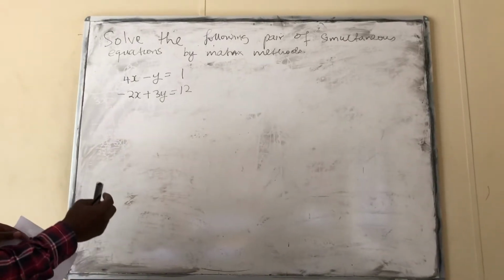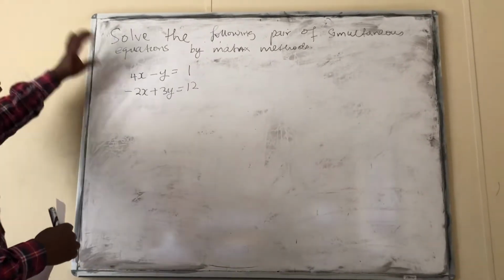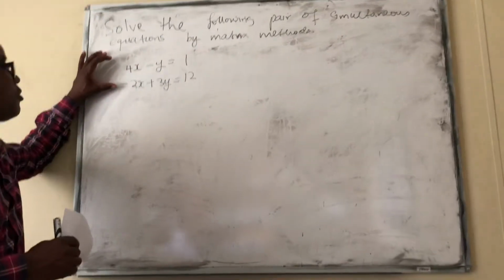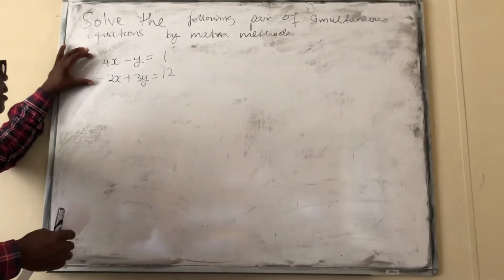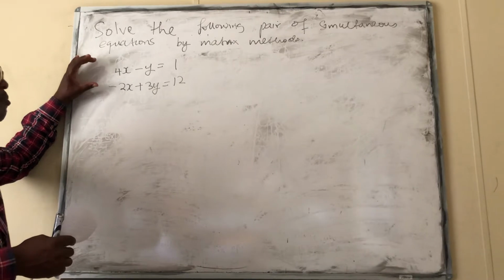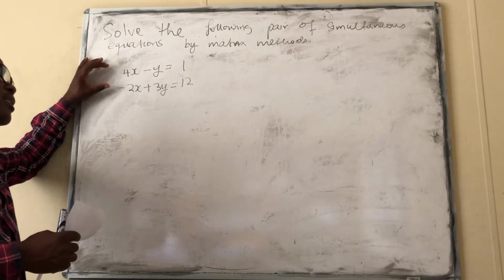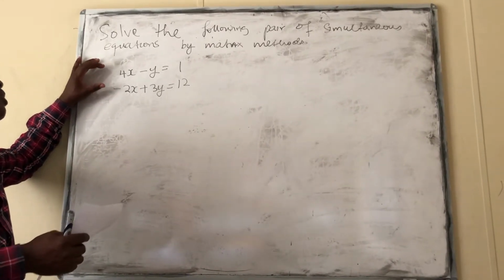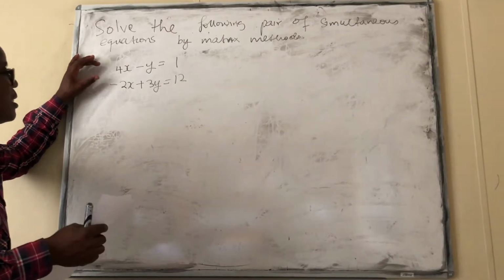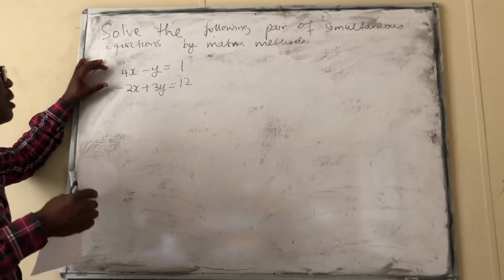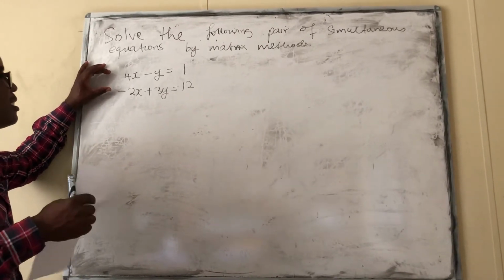Okay, right. So we have got this pair of simultaneous equations. We know we have got several methods: elimination, substitution, graphical method. Here we'll be using the matrix method, solving simultaneous equations by the matrix method.